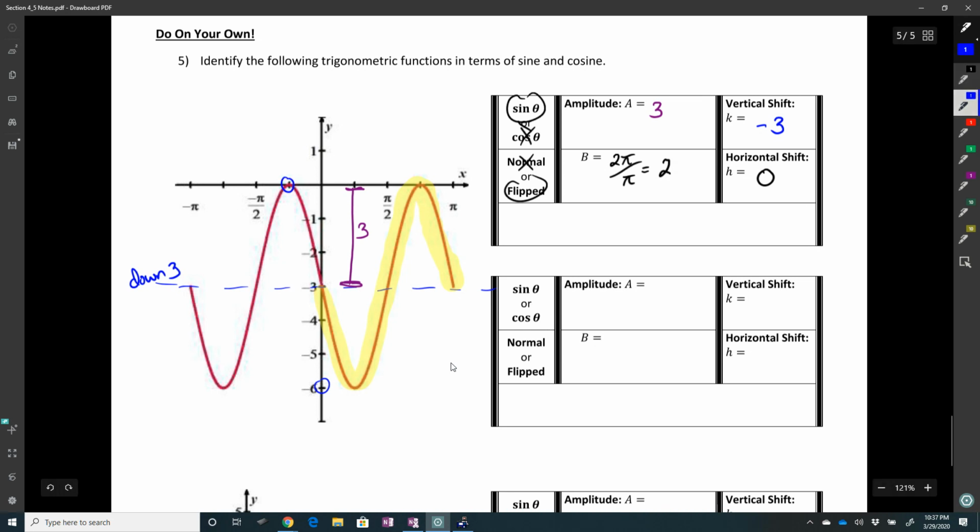So I can fill in everything because I pretty much have all I need. It's a flipped sine, so negative 3 sine. B is 2, so 2x. There's no horizontal shift, minus 3. And that's my equation.